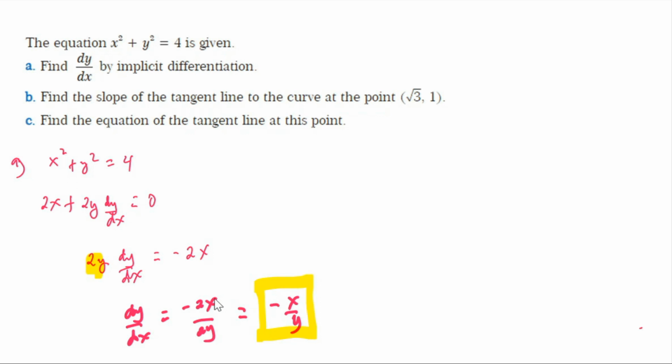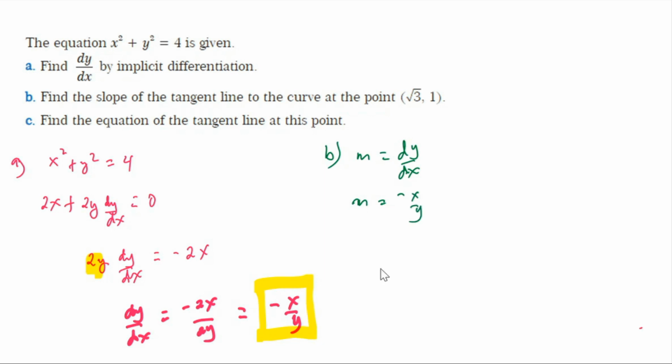Now for letter B, we are asked to find the slope of the tangent line to the curve at the point square root of 3, 1. So we know that the slope of the tangent line is equivalent to the first derivative, which is now equal to the negative of x over y. So for letter B, we have m is equal to dy over dx, or that is now equivalent to m is equal to the value that we have solved, negative x over y.